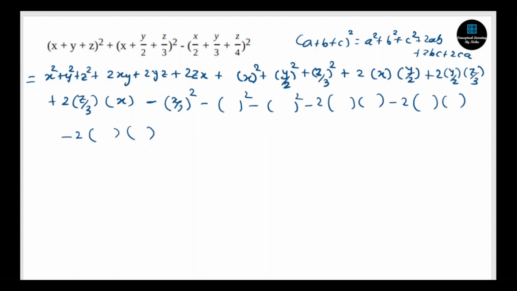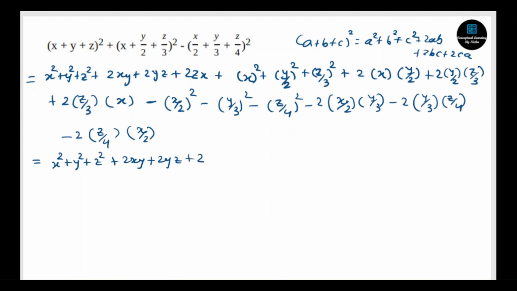Now substitute the values: x upon 2, y upon 3, z upon 4, x upon 2, y upon 3, z upon 4. And now we'll simplify this slowly so that we can avoid all the mistakes. Now this first term remains as it is: x square plus y square plus z square, 2xy plus 2yz plus 2zx.